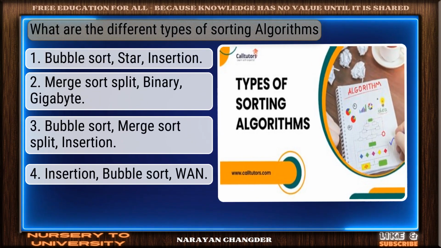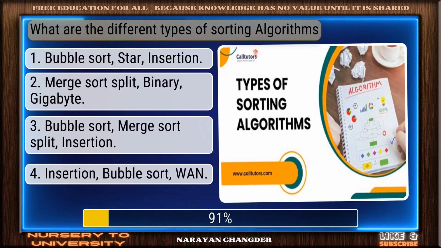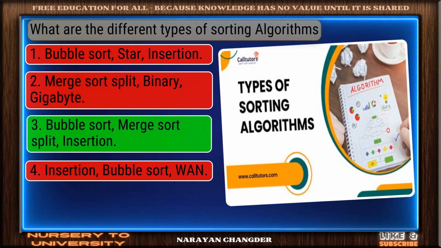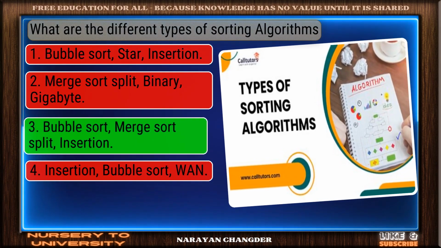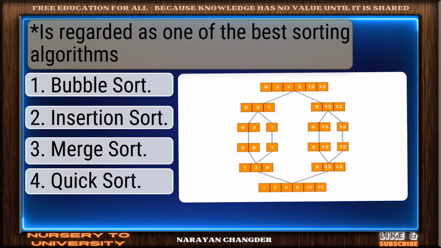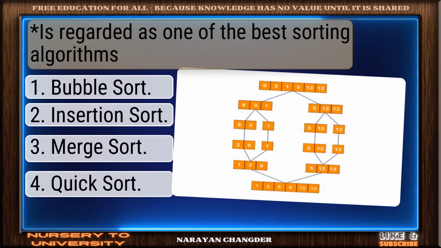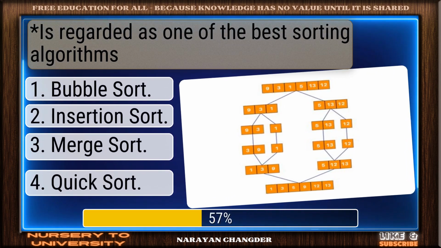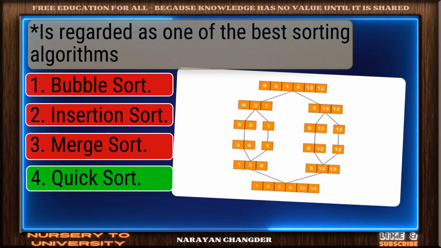What are the different types of sorting algorithms? Excellent choice. Bubble sort, merge sort, split, insertion is the right answer. Blank is regarded as one of the best sorting algorithms. Right choice. Quicksort is the best answer.